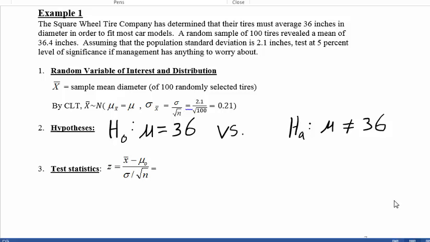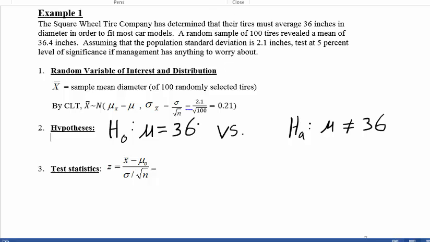Welcome back, guys. We're going to go through example one again, this time using the p-value approach. In the previous video, we looked at solving it using the rejection region approach. Now we talk about the p-value approach. So make sure you've watched that video just so you know kind of the setup. I've already got a lot started here.